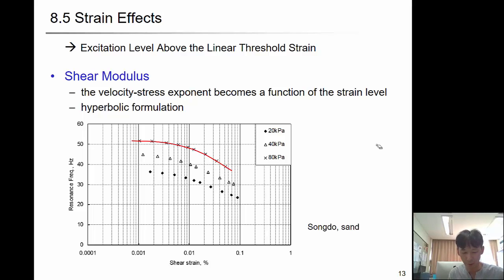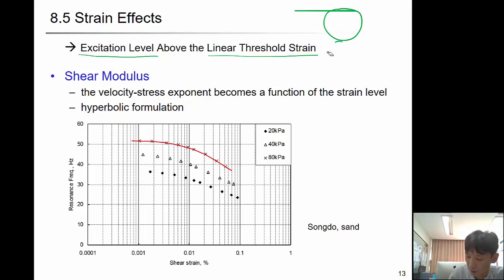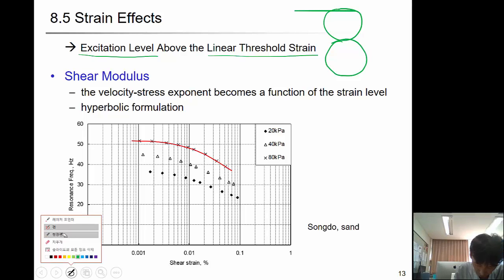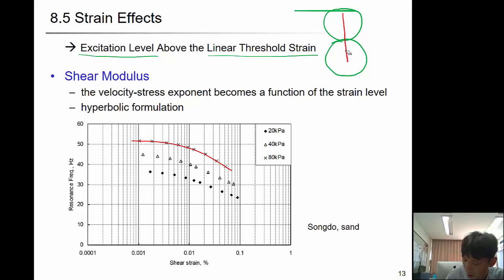Okay, so the next section is about the strain effect. What happens if your excitation level is above the linear threshold strain? The linear threshold strain is a little bit difficult to define, but you can think of it this way. If you have two grains like this, how much can this particle move in this direction and then come back without falling down? Maybe this much. So this is the shear strain that can be recovered.